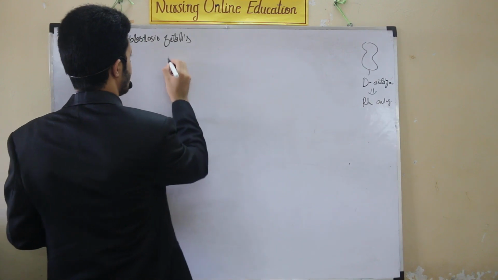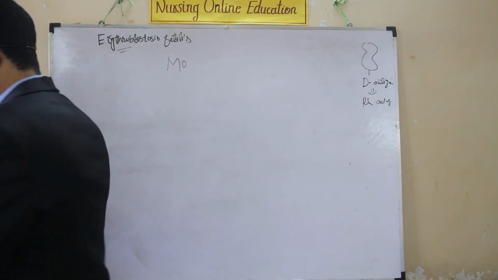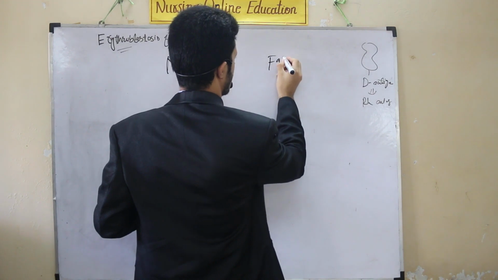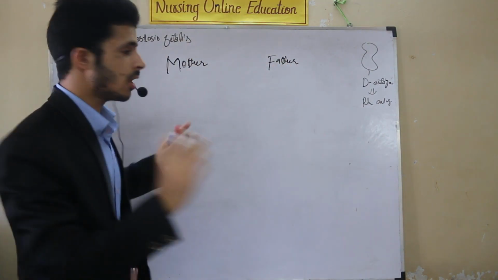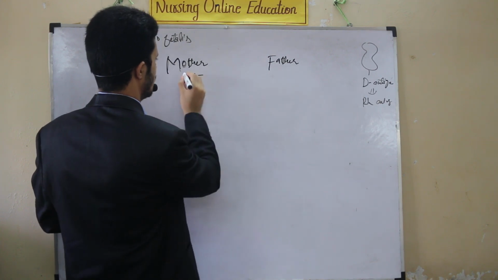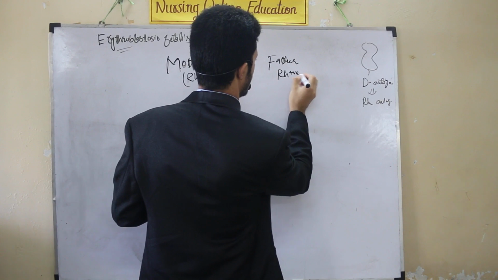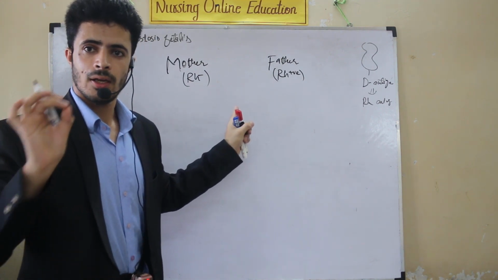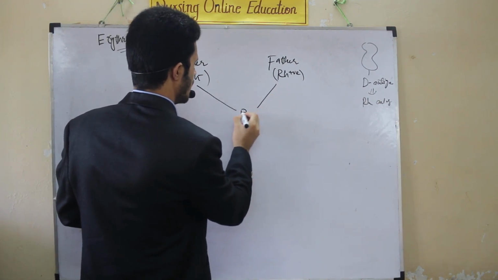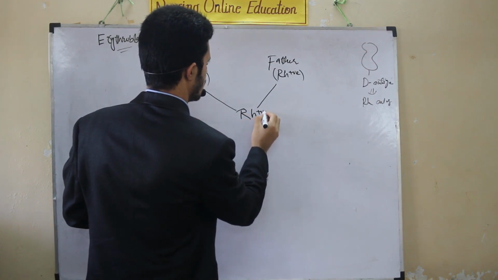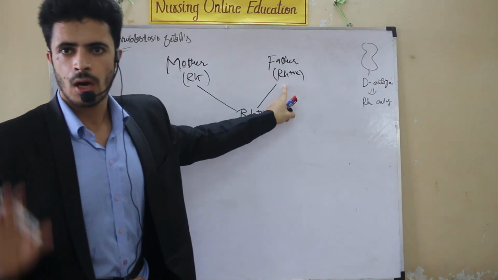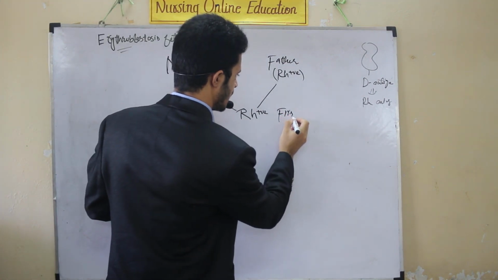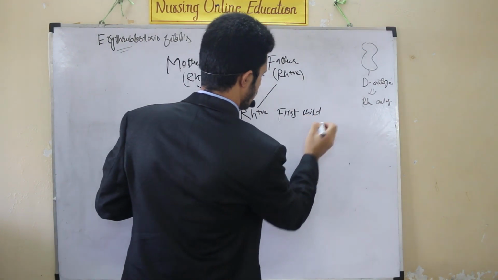What happens if the mother, so here I am going to explain, this is a mother and here is a father. The mother is Rh negative, but the father is Rh positive. During the first pregnancy and at first birth, the baby will be Rh positive because the father is Rh positive. This is the first child. The first child is Rh positive.